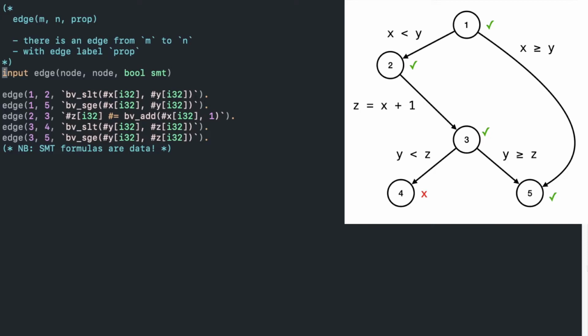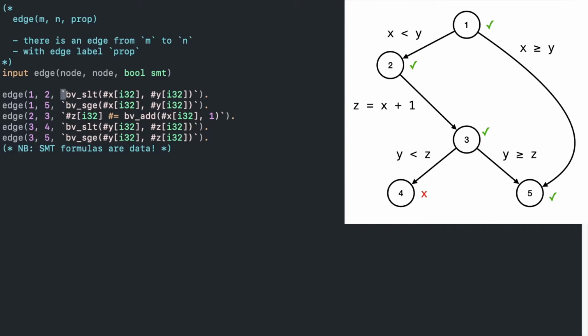The first thing we need to do is define what a proposition graph looks like in Formulog. And we do that by defining a relation edge that says that there is an edge from one node to another node labeled with some SMT proposition, which in Formulog is a term of type bool SMT. And here in these 5 lines, I've gone ahead and enumerated all the edges in our example graph. You can see that this third column consists of terms that represent SMT formulas.